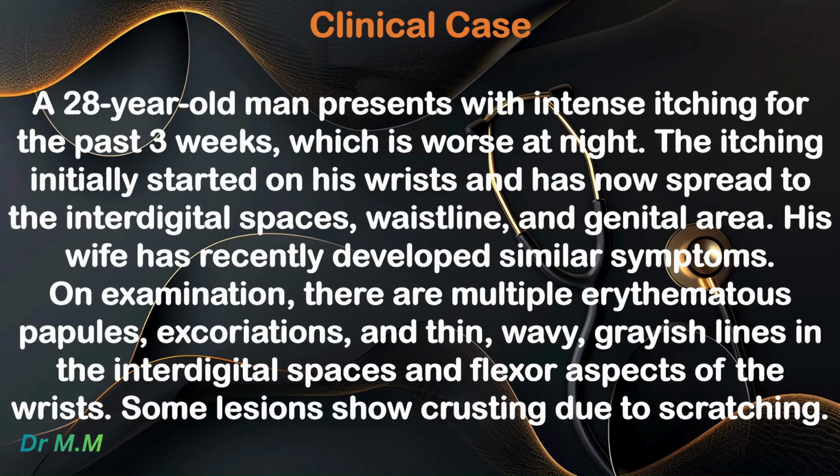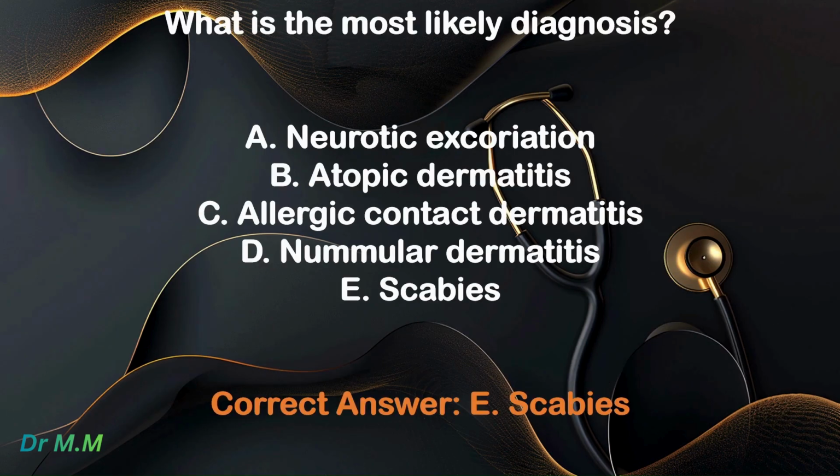Clinical case. A 28-year-old man presents with intense itching for the past 3 weeks, which is worse at night. The itching initially started on his wrists and has now spread to the interdigital spaces, waistline, and genital area. His wife has recently developed similar symptoms. On examination, there are multiple erythematous papules, excoriations, and thin, wavy, grayish lines in the interdigital spaces and flexor aspects of the wrists. Some lesions show crusting due to scratching.